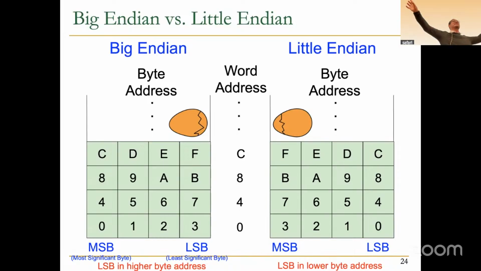Because these are very different things. Bit 0 affects the addition the least because it's the least significant bit. Bit 31 affects the addition the most because it's the most significant bit, right? Okay, in the little endian world, it turns out the least significant byte in a word is at the lower address, like this, and the most significant byte is at a higher address.